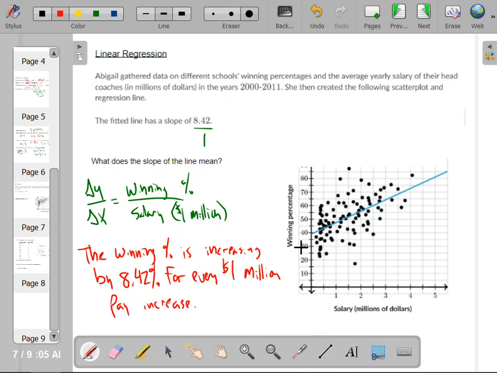So the general trend here, according to this line of best fit, is that for every $1 million you pay the coach, you will win about 8% more. And if you look at it, let's just look right here. If you pay $0 million, that doesn't make sense, they would win 40% of the games.